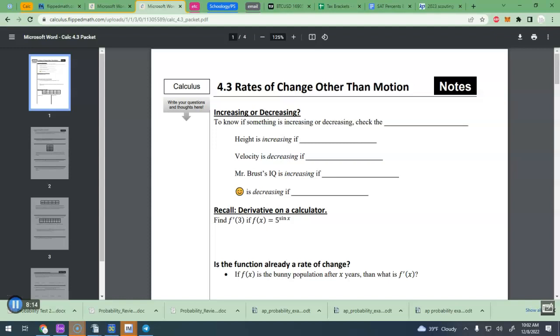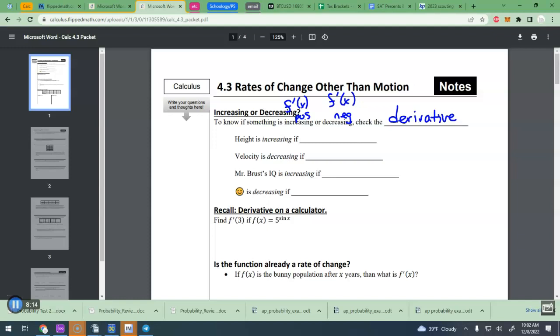Alright, so rates of change is still the same idea, it's just not like a particle moving. It's other things changing. The amount of water in a pool, the number of pebbles that you're pouring sand into. There's all sorts of things that are increasing or decreasing. To know if something is increasing or decreasing, you check the derivative. If the derivative is positive, that means whatever it is is increasing. If the derivative is negative, that means whatever it is is decreasing.